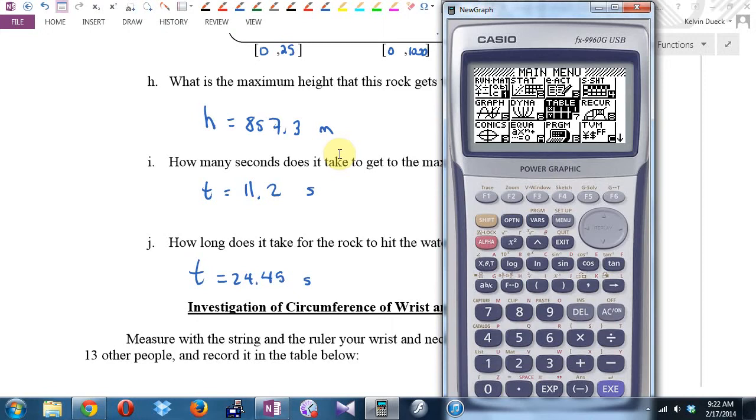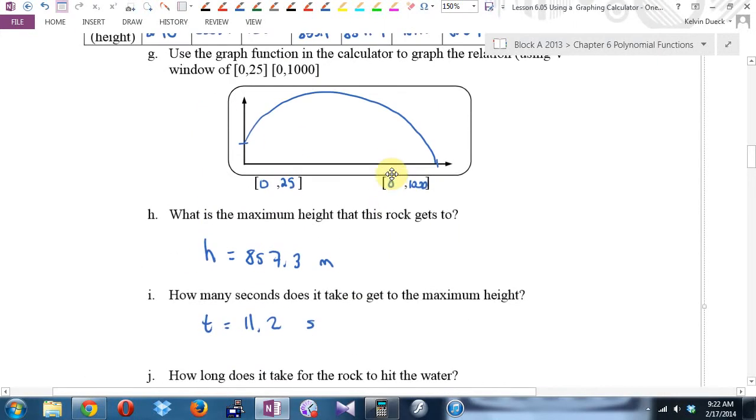Rachel, you had a question. How do you find how long it takes to hit the water? So where is that on the graph? Right there. What do we call that when it touches the x-axis? Right, it's the x-intercept, but this calculator calls it a root.